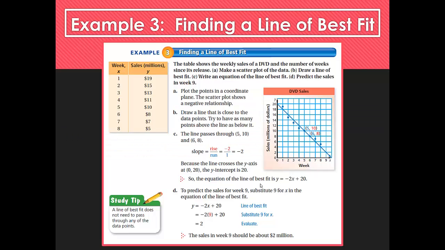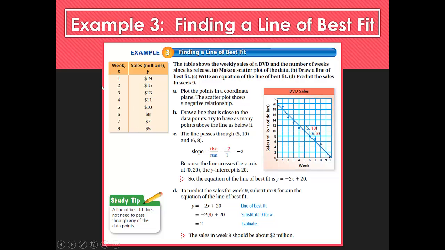For our third example, we're finding a line of best fit. The table shows the weekly sales of a DVD and the number of weeks since its release. A. Make a scatter plot of the data. B. Draw a line of best fit. C. Write an equation of the line of best fit. D. Predict the sales in week 9. So first we'll start with A. Make a scatter plot of the data.